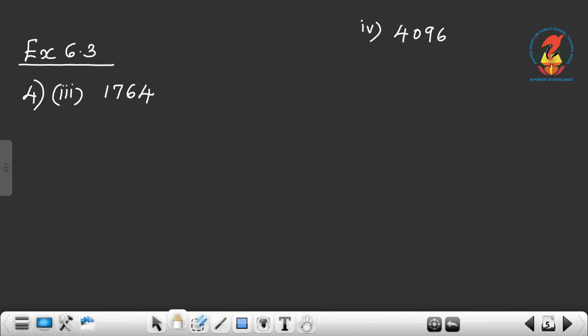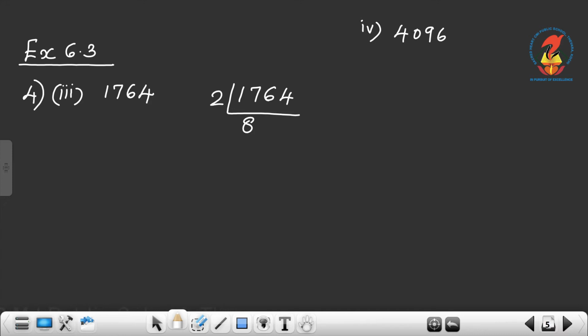Now exercise 6.3, you have to find the square root of these numbers using the prime factorization method. Okay. Now 1764. 1764 is an even number, so we can start the division with the even prime number 2.